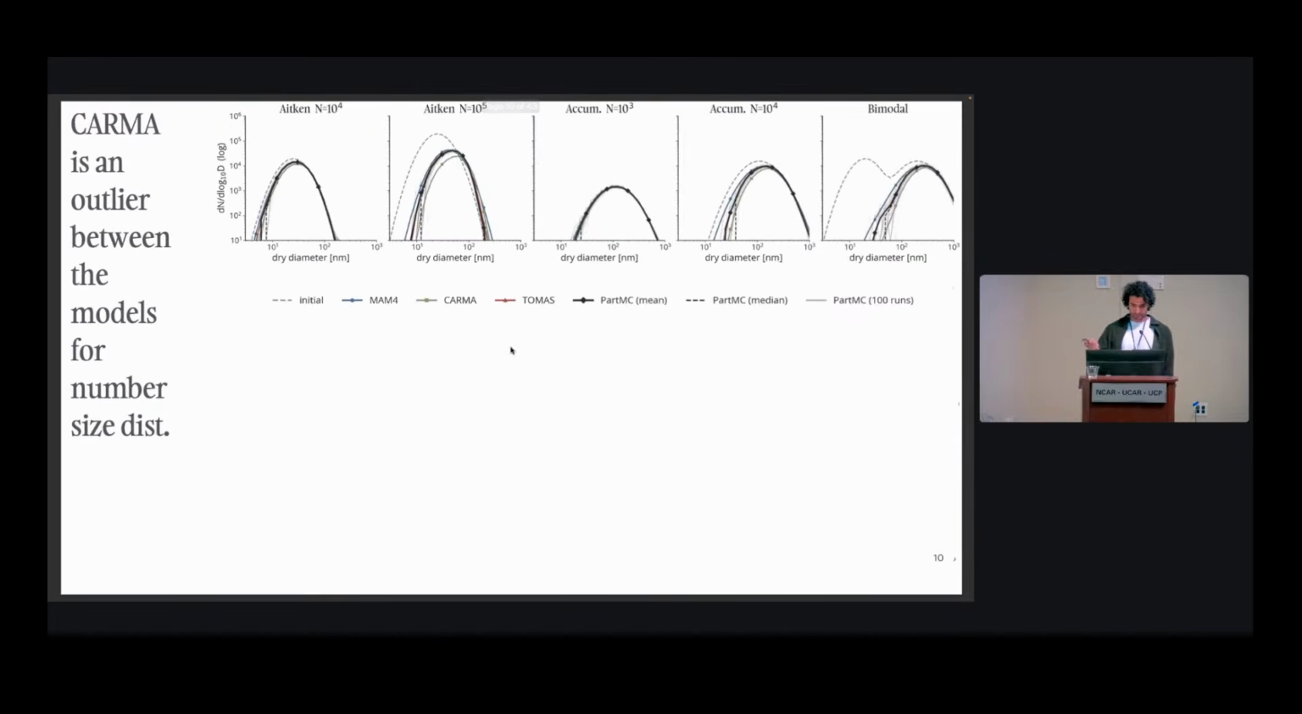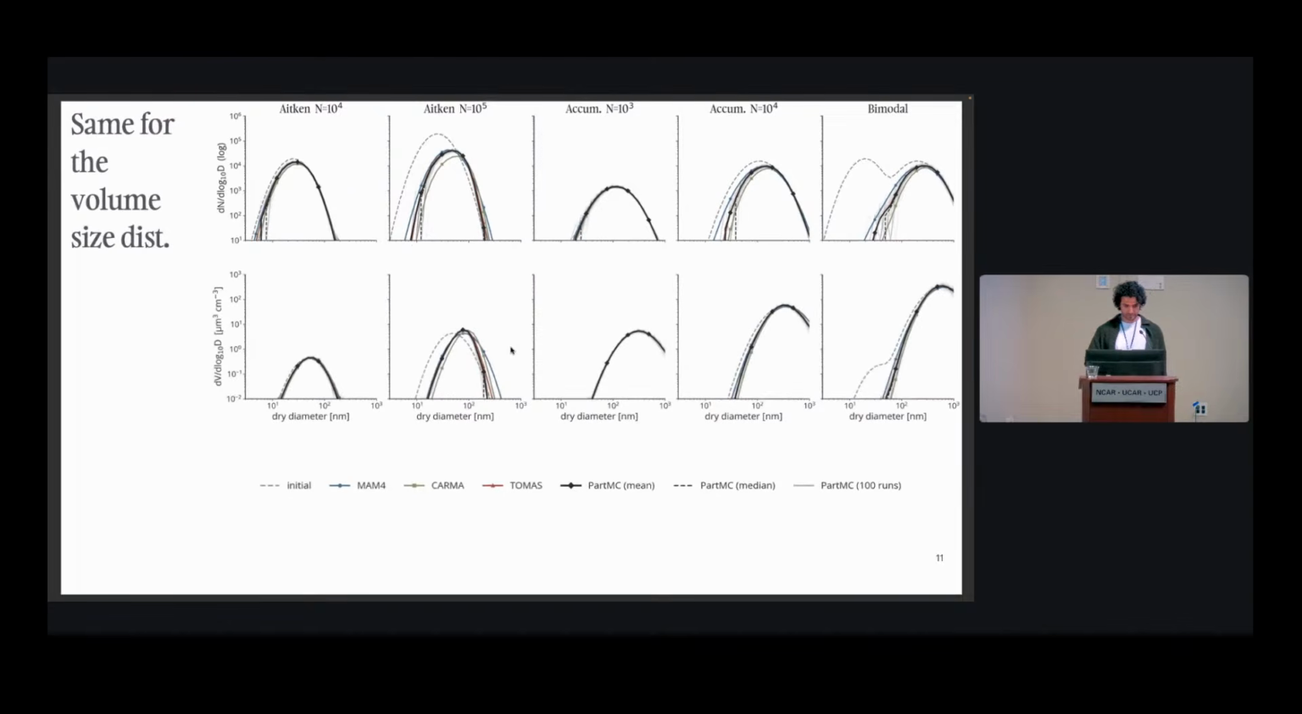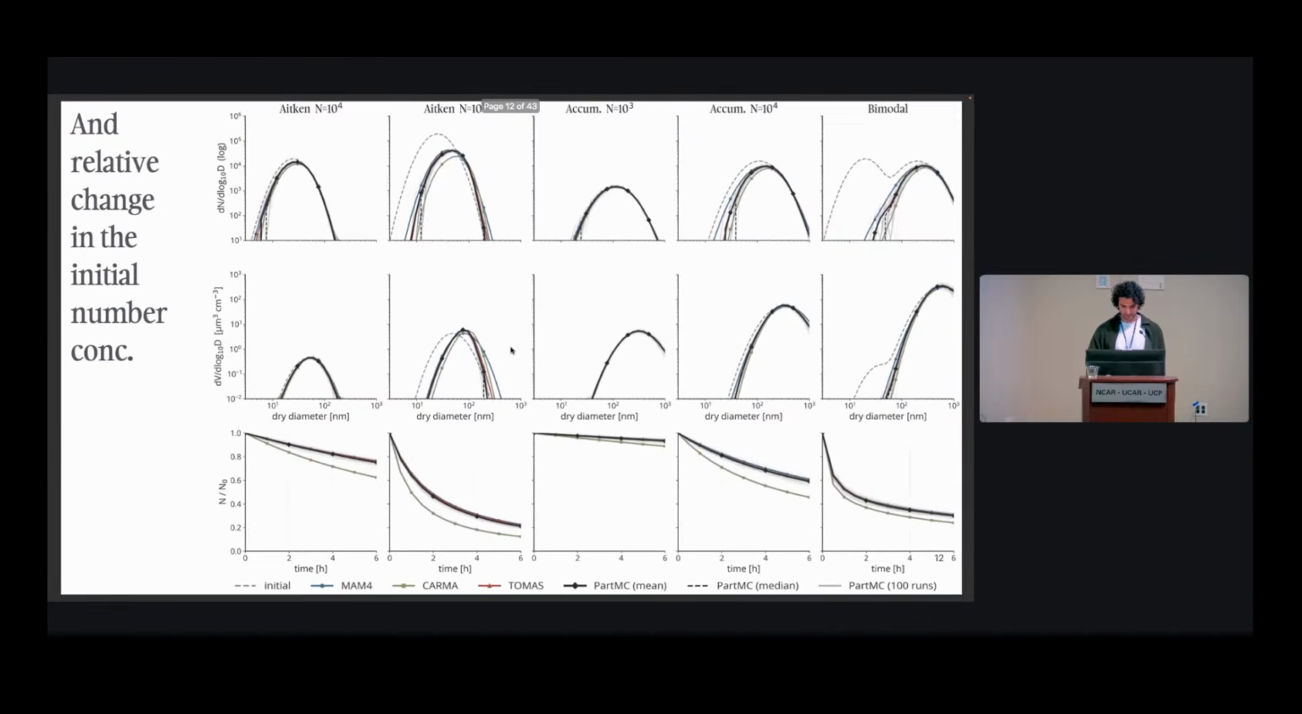If I do 5 more simulations with different modes, 2 Aitken, 2 accumulation, 1 bimodal, the story holds. CARMA just has a faster coagulation rate. If you look at the volume distribution, same story. And this is much easier to look at because it's normalized by the total number concentration. So the green, you can see that it's CARMA, and the coagulation rate is faster.